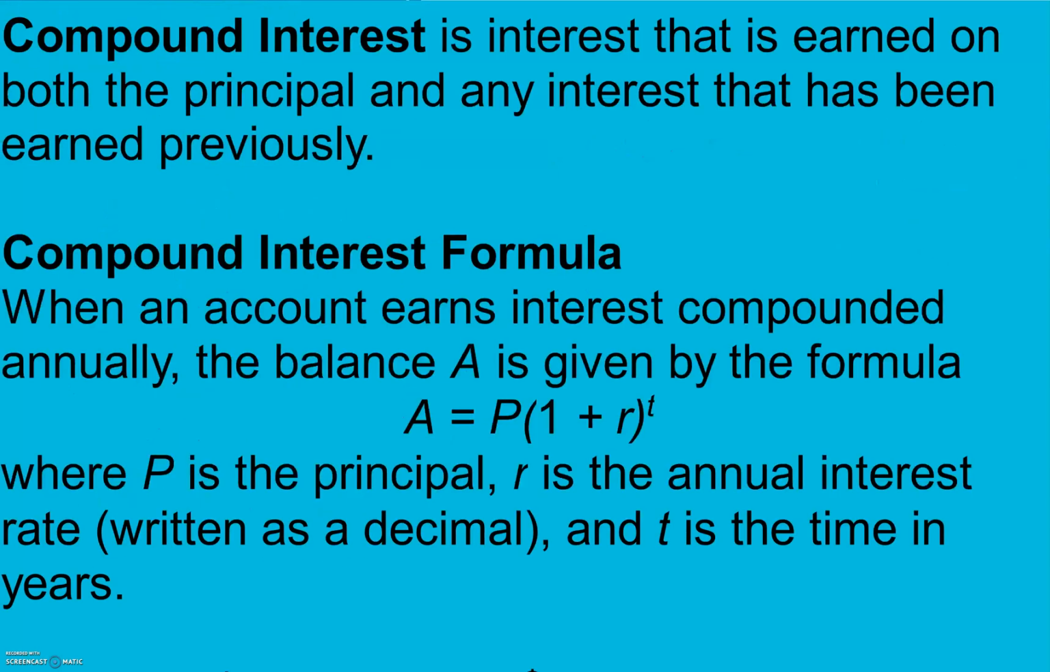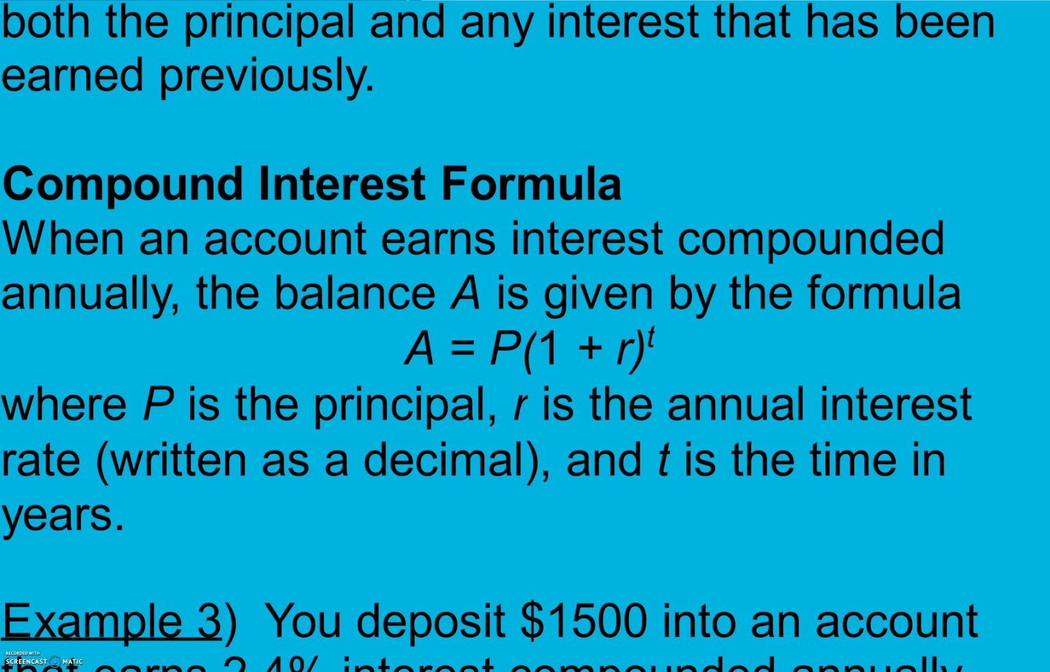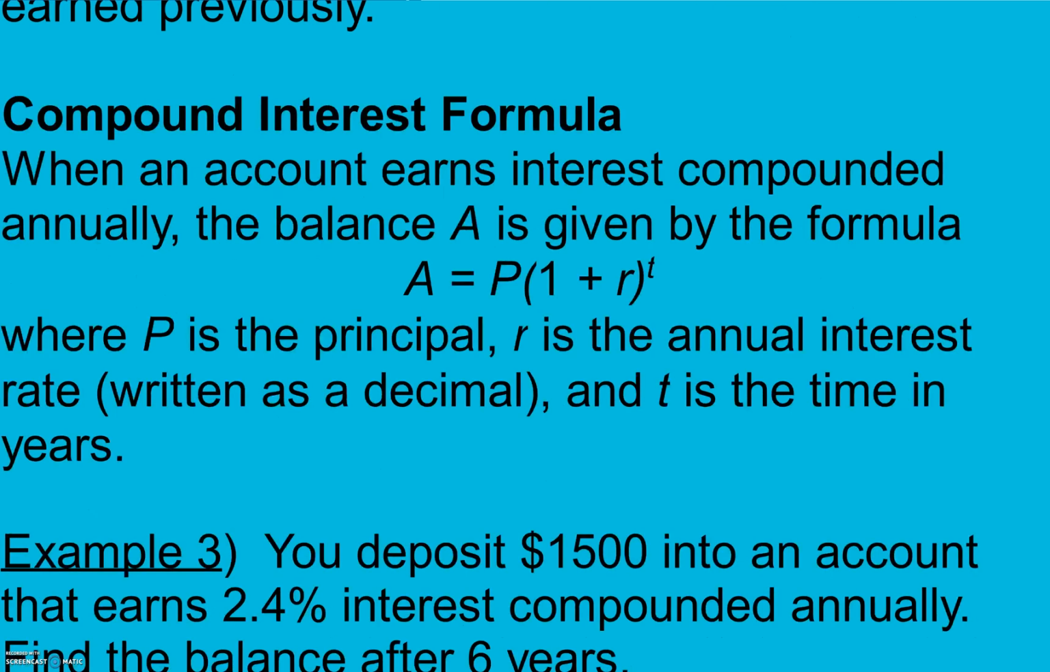Compound interest is interest that is earned on both the principal and any interest that has been earned previously. So here, every time they calculate your interest, they add it on, and your new interest is calculated off of that total, not just the original total you put in.